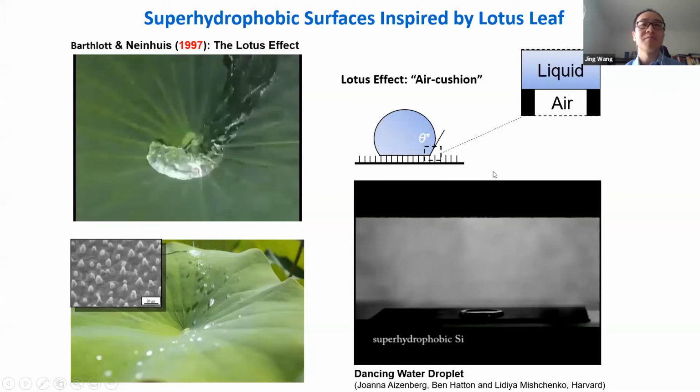Inspired by this, people have fabricated a lot of superhydrophobic surfaces, for example, here on silicon. And here we replace the solid with air. The air is highly compressible and deformable, which is why it cannot stand very high pressure. So once a really high pressure acts on this interface, it will break through and transition from the Cassie-Baxter state to the Wenzel state, which is a much higher adhesion state.